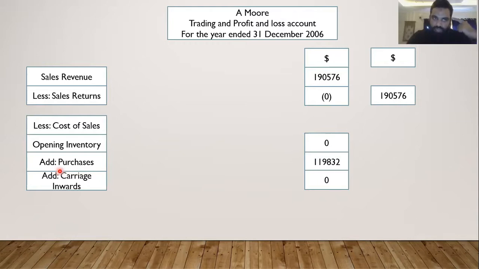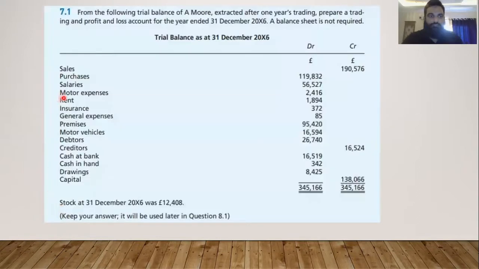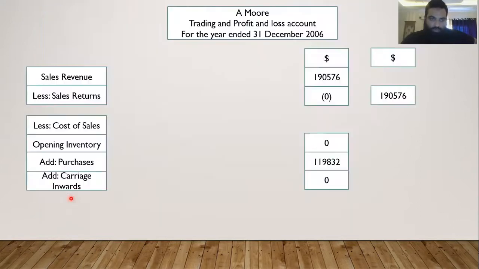The next thing in my mind is purchases returned. I will write it as less purchases returned, go back to the trial balance, and find out if I have purchases returns. I do have purchases, I recorded these, but clearly I don't have purchases returns. So I'll go back to my answer. I will minus nothing in front of purchases returns.